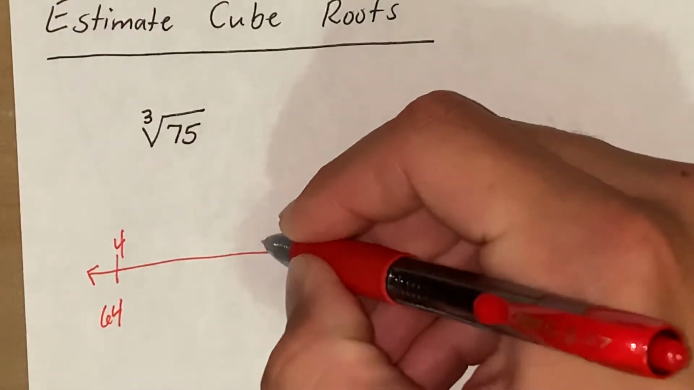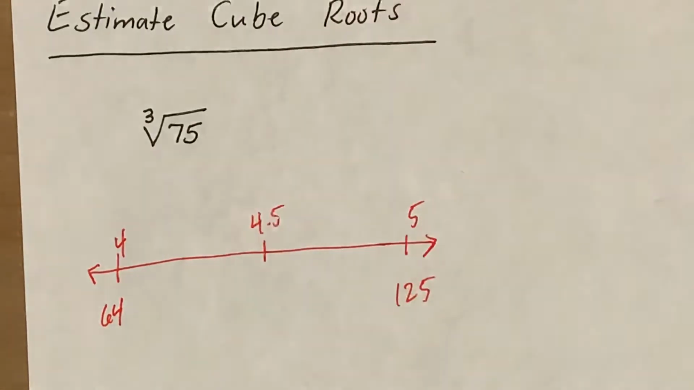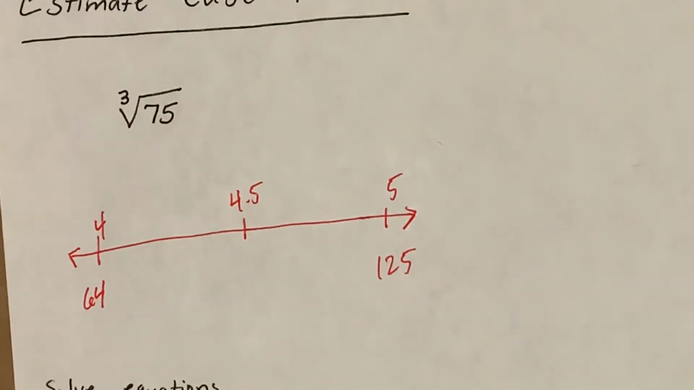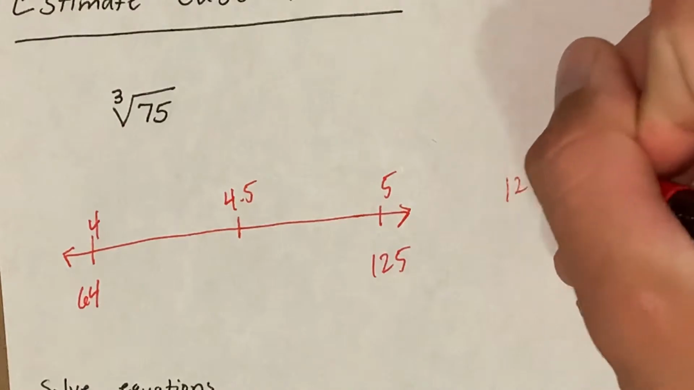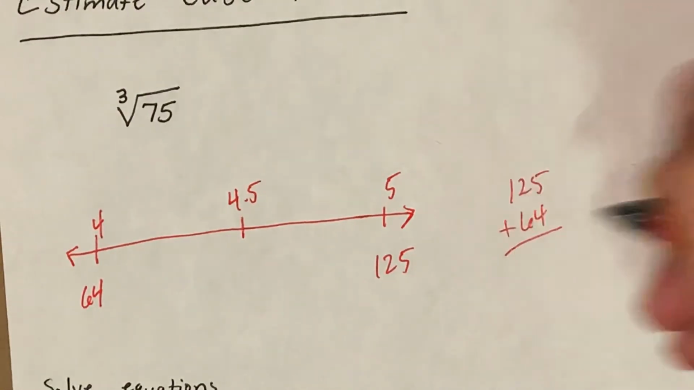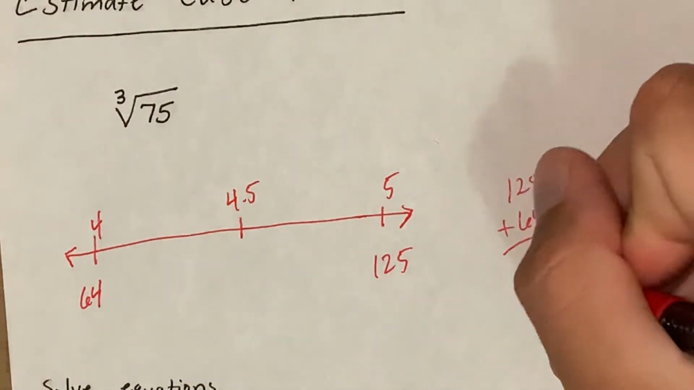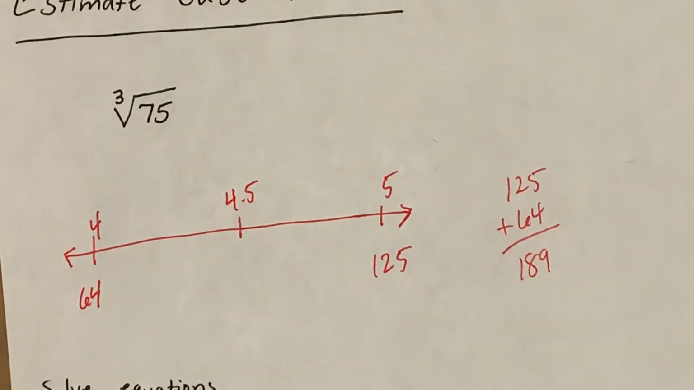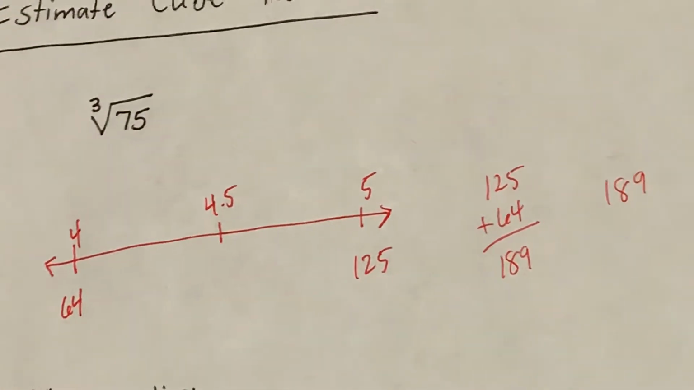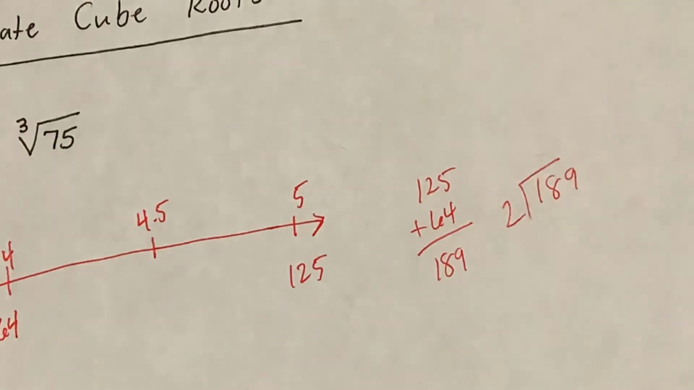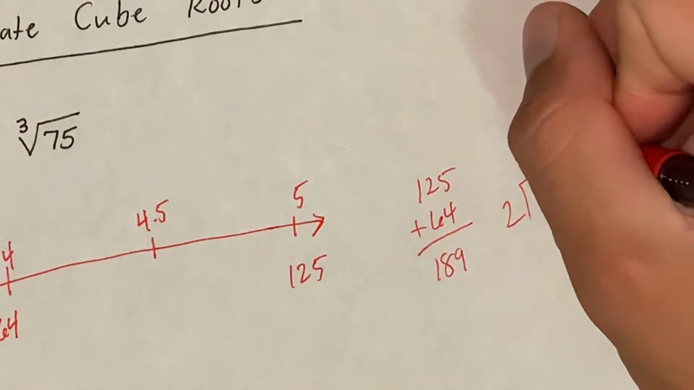So now once again, we're going to follow that same strategy. This would be 4.5. So I'm going to take these two numbers, 64 and 125, I'm going to add them together. 64 and 125. I'm going to get 189. And then I take 189 and I divide that by 2. And I'm going to get 94.5.